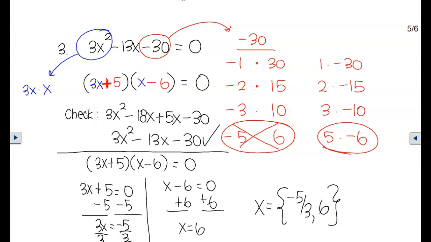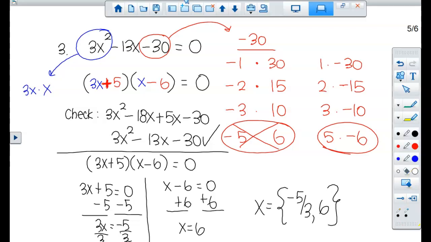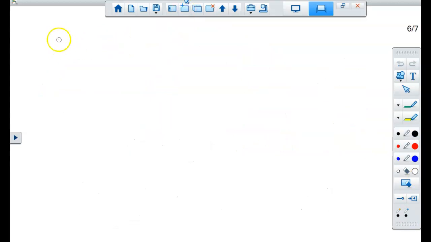So make sure it looks the way you need it to: ax squared plus bx plus c is equal to 0. Factor it using guess and check. Don't forget to check. Set each factor equal to 0 and solve for the x's. All right.